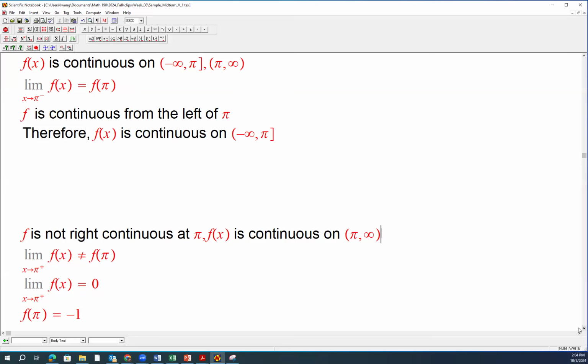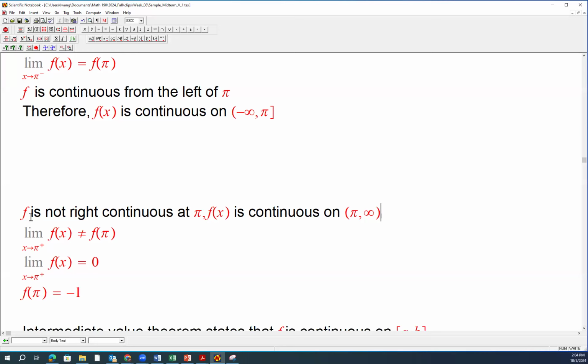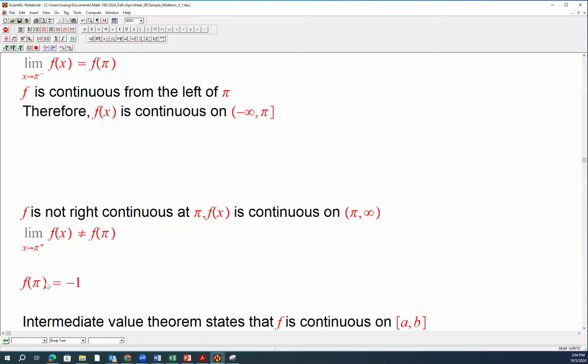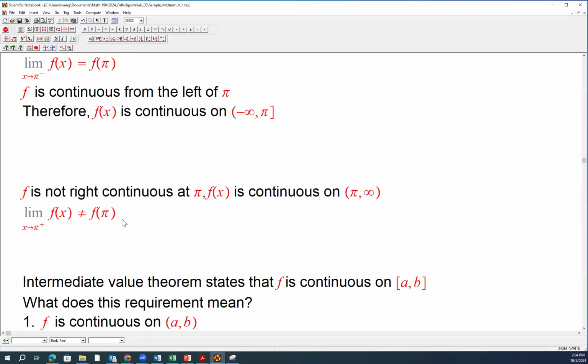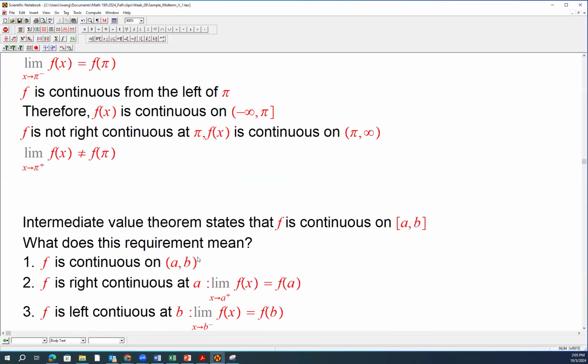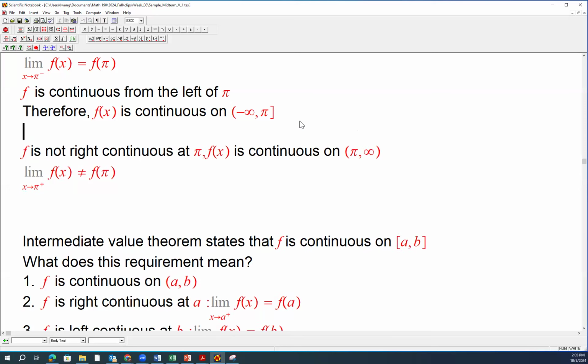And the next one, you're gonna say, f is not right continuous at pi. Okay, so therefore it is continuous on pi to infinity, not including pi. So this is the reason, because we did a comparison, you don't have to write this answer there, and you don't have to write that answer there. The only thing you need to quote is really just the definition.